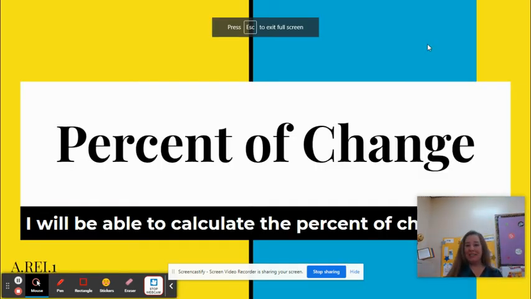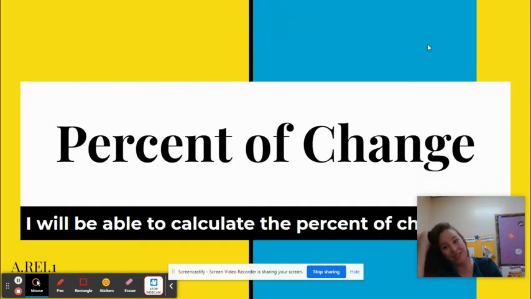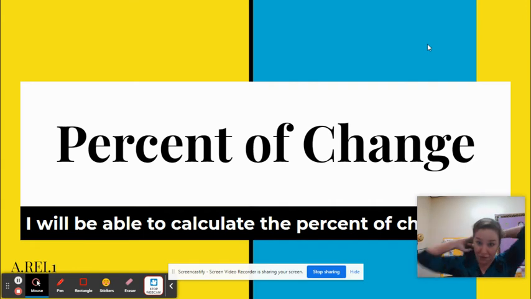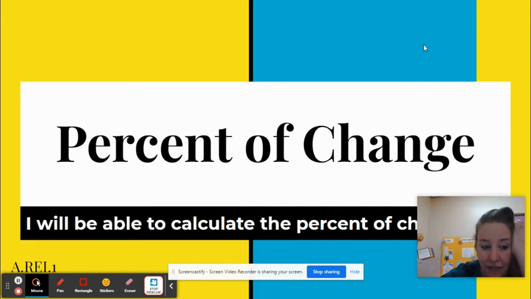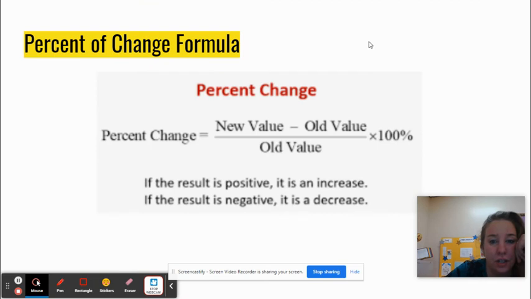Okay, we're talking percent of change. So what does that mean? You see it all the time on shampoo bottles, like 50% more product. That means if it was 8 ounces before, 50% of 8 is 4, and 8 plus 4 is 12. So there's 50% more. When you're getting ads and stuff like that, it's important to recognize what those things actually mean. So let's check it out.